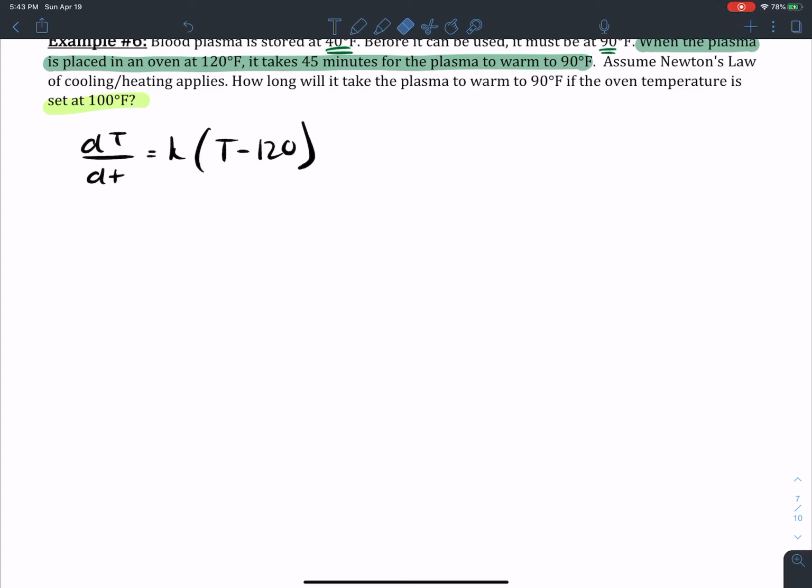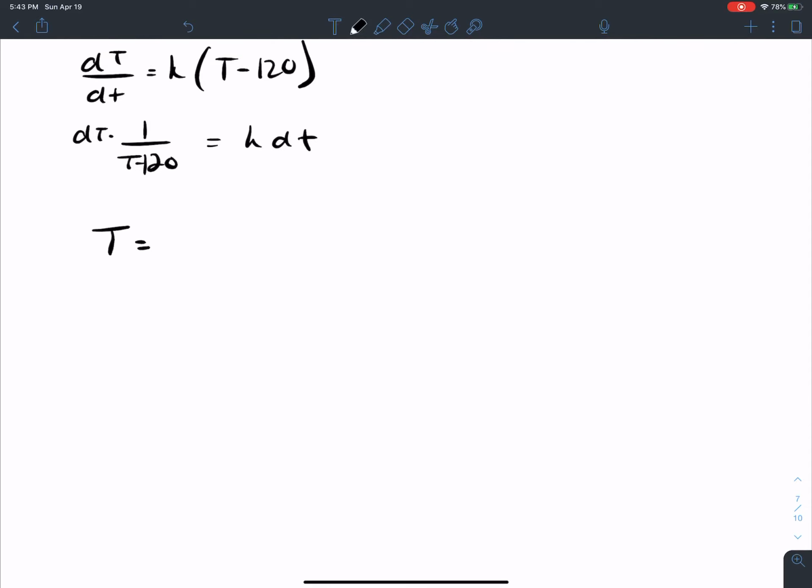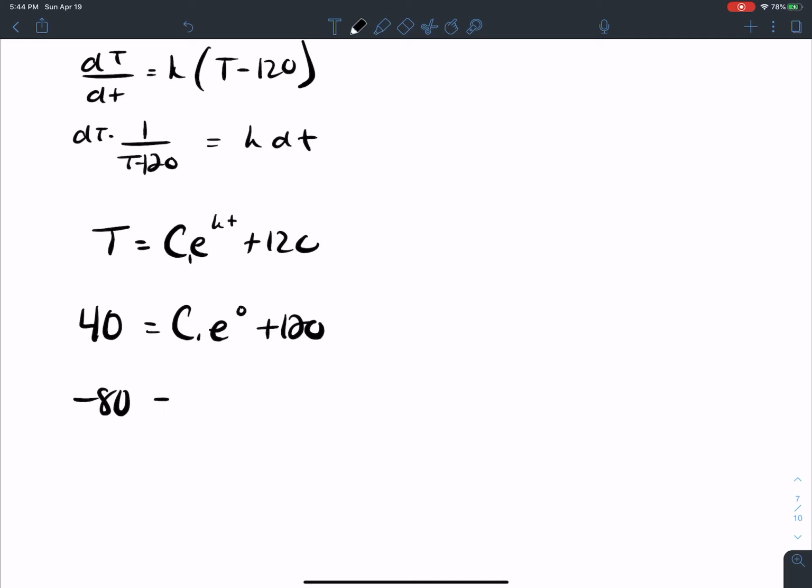So again, using the separation of variables technique, that would be your first step. Go ahead and do that if you're working with me. Pause the video to do that. But we would solve that to get T is equal to some constant, C1, times e to the KT plus 120. I'm going to call this C1 because I'm going to do another formula on the same page. So then from there, we use our initial conditions. If it started, before I put it in the oven, at 40 degrees, this helped me figure out that my C value is negative 80.